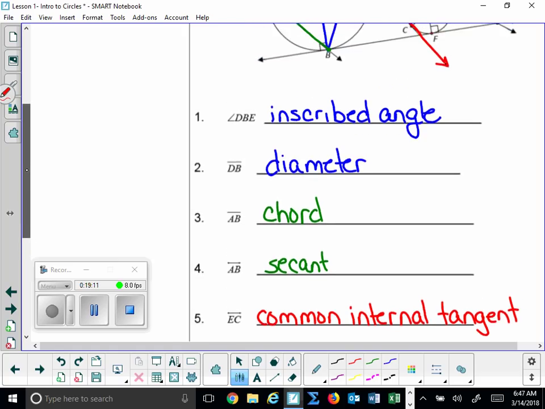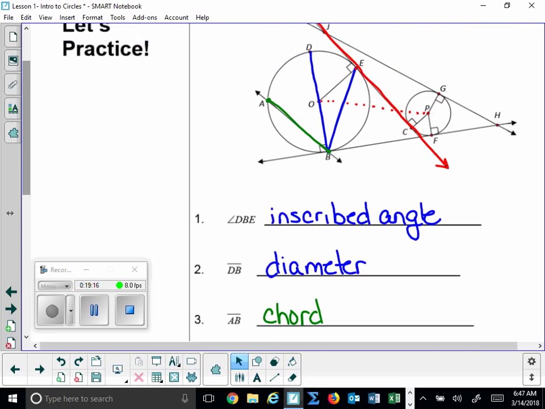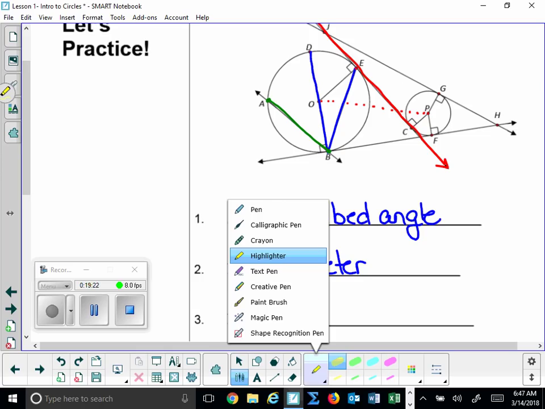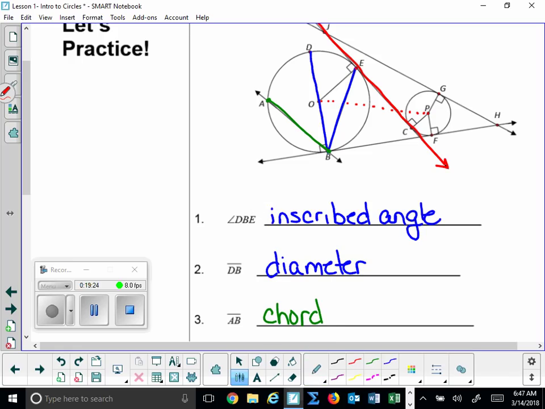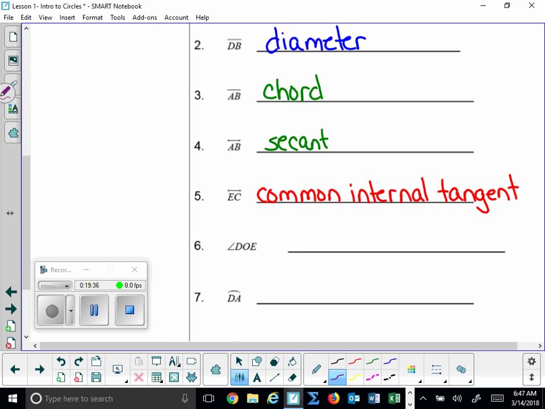Angle DOE. I'm going to pick up purple. Angle D to O to E. All right, O is the center of that angle. That makes this a central angle.